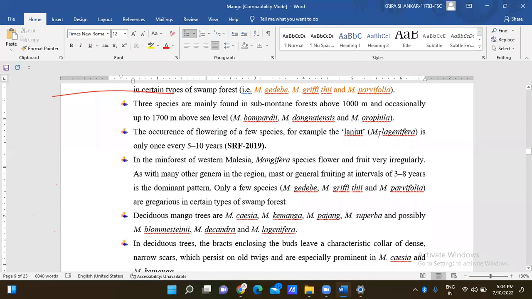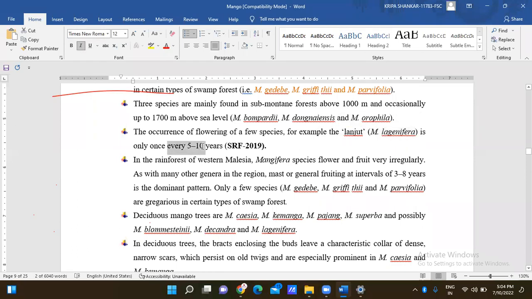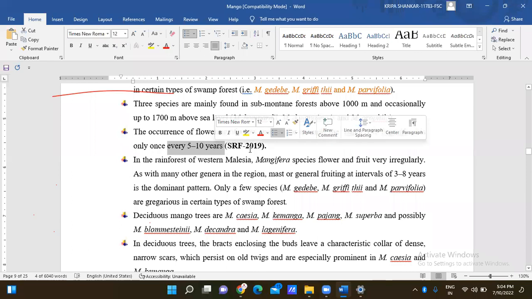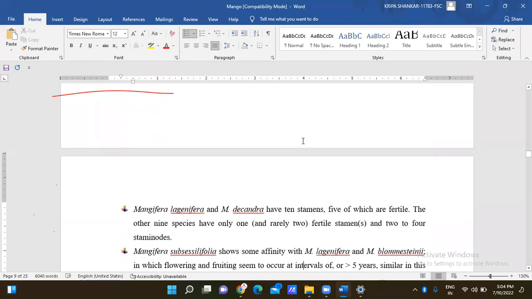So, as I already discussed, Mangifera lagenifera. In this case, flowering occurs once in 5 to 10 years, and it is also known as Lanjut. So remember the common name of this species. It was there in SRF 2019. So many species are there.